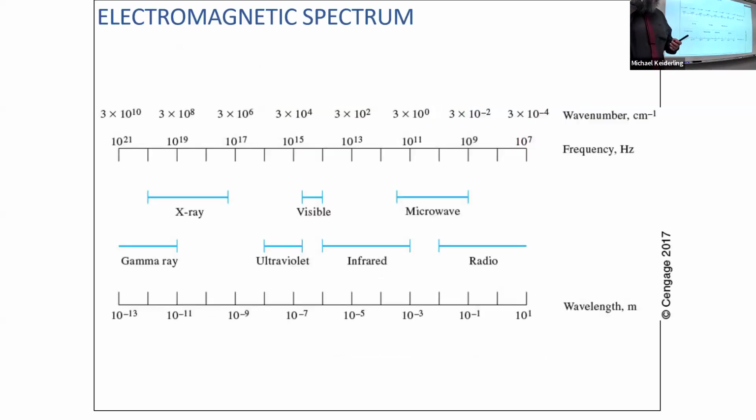This is the electromagnetic spectrum with the various bits of it labeled. In this lab we're primarily going to be dealing with infrared. On this test we're primarily going to be dealing with infrared.